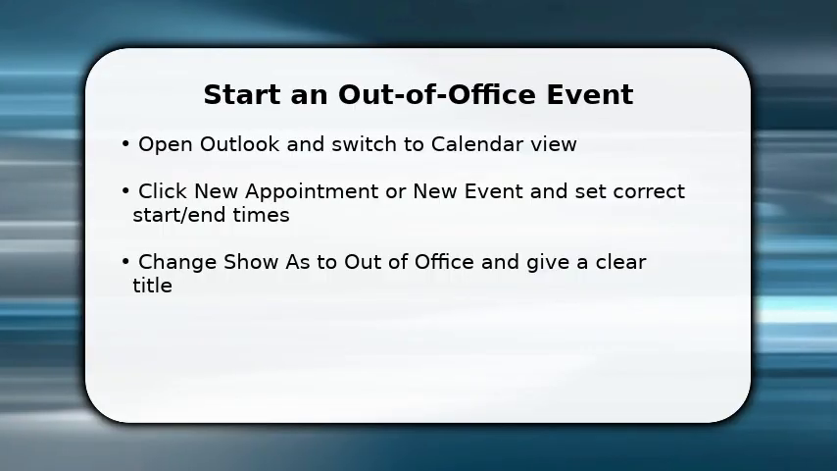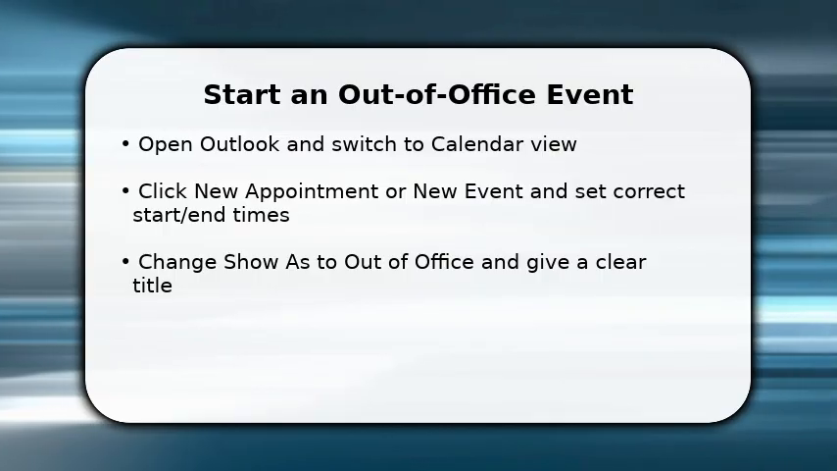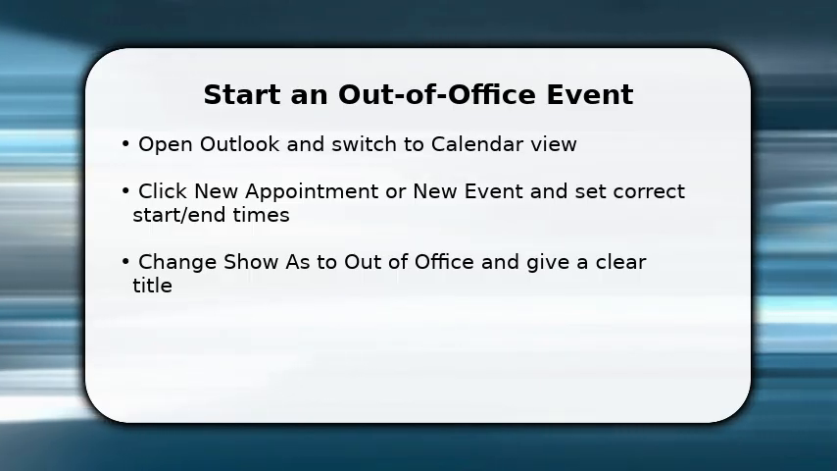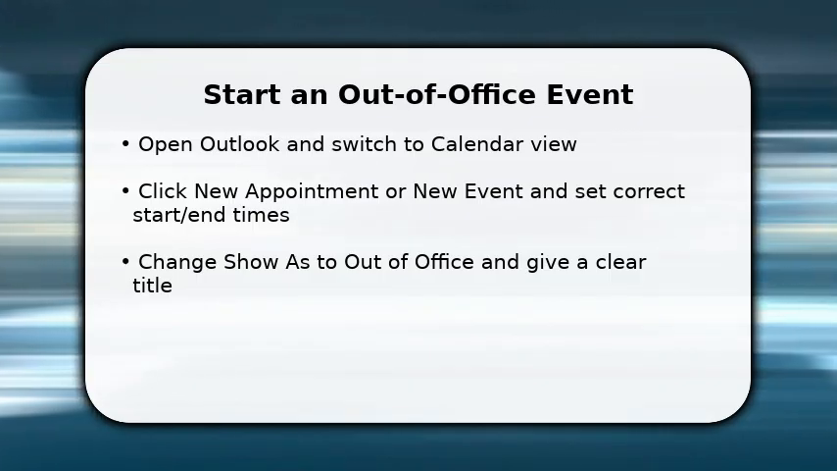You're starting now. Open Outlook and jump to Calendar. Make a new appointment or new event and immediately set the correct start and end times so your availability is accurate. Change the show as field to out of office so others see you're unavailable, and enter a concise title like BUO, Vacation. If you're using Exchange or Microsoft 365, this step also signals free/busy status. Make sure the account you opened is the one you intend to update before proceeding.